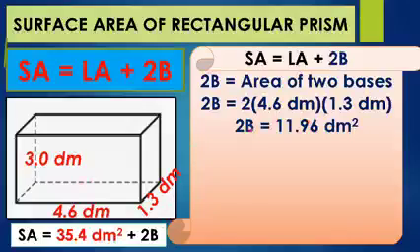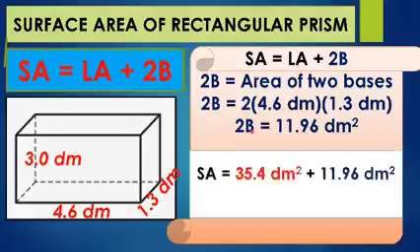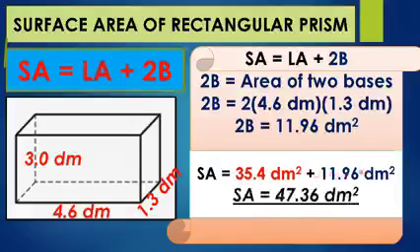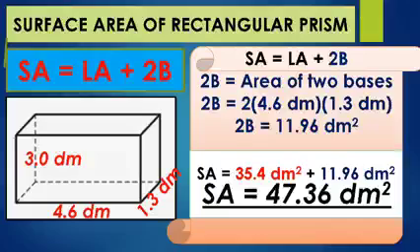So okay na tayo sa 2B. We will now substitute sa ating SA. SA is equal to 35.4 plus 11.96. Okay, and the sum is equal to 47.36 square decimeters. Therefore, the surface area of this rectangular prism is equal to 47.36 square decimeters. That's it. So yun ang pag-solve ng ating surface area of your rectangular prism.